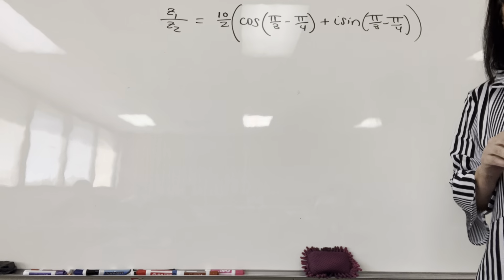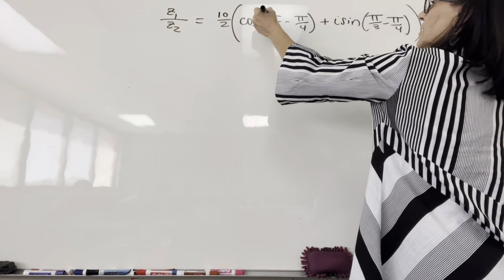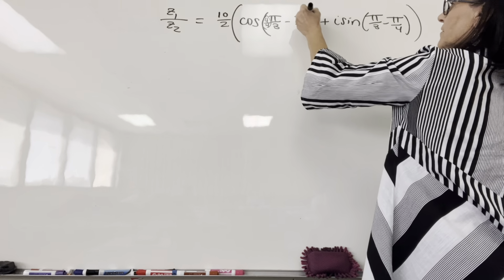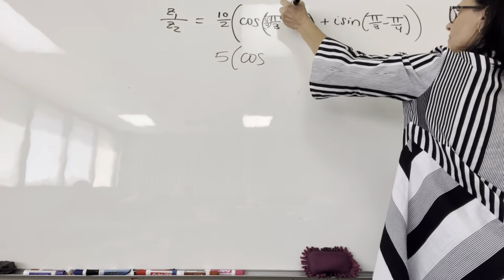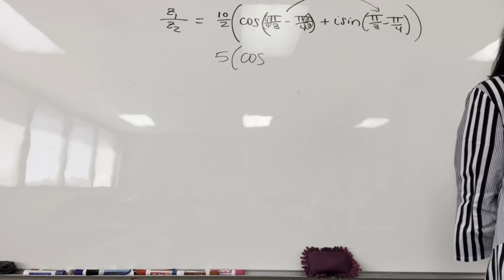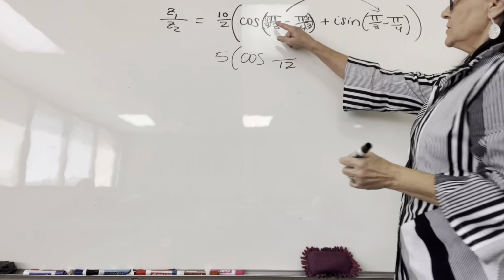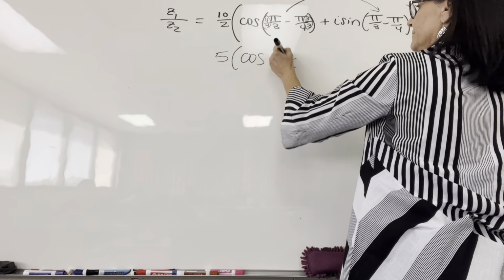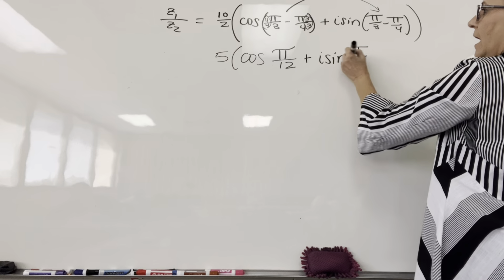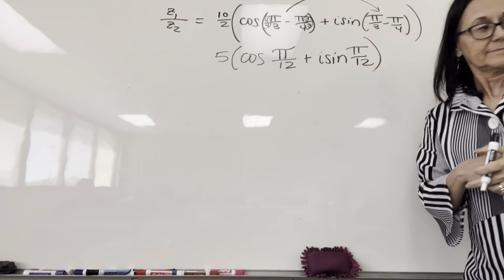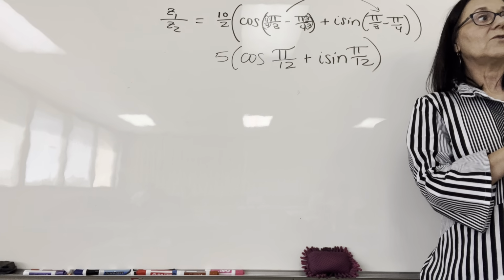Now we need a common denominator to subtract them. 12. So this one's going to be 4 over 4, and this one's going to be 3 over 3. So that's 5 cosine. Whatever I get for this one, I'm also going to get for that one. It's the same subtraction. It's over 12. So 4 minus 3 is just pi, plus I sine pi over 12. Crazy stuff, isn't it?